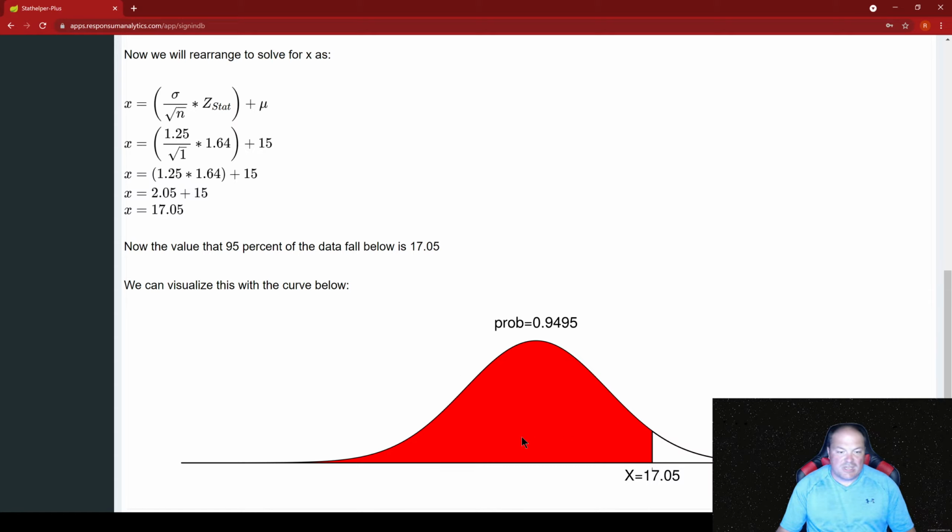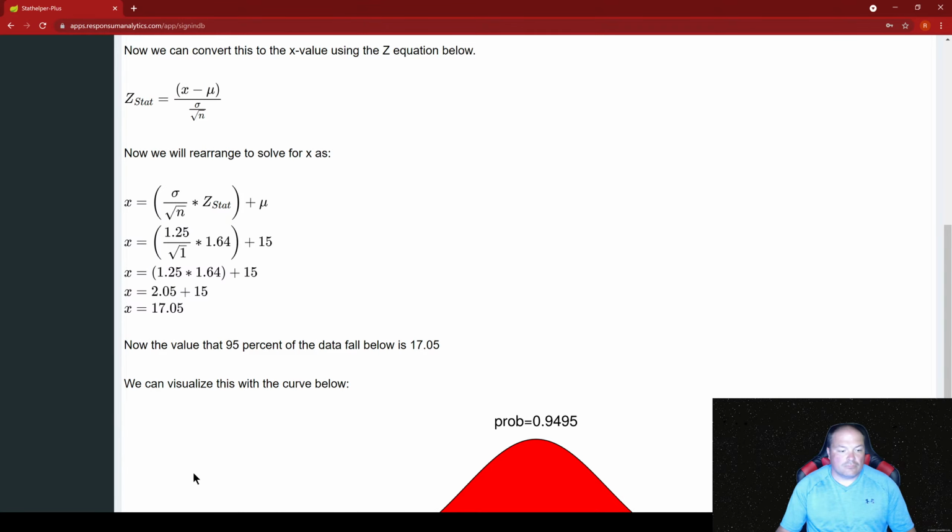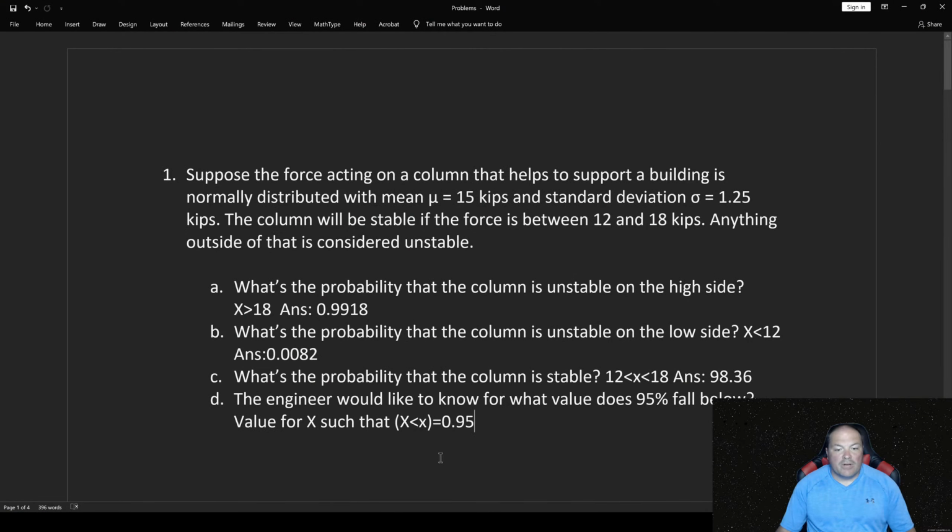And you can see here by the picture of the bell-shaped curve that 95% of the data fall below 17. So we would say here this little x is equal to 17.05.